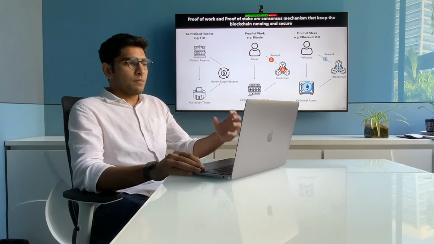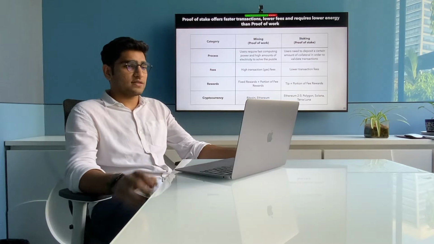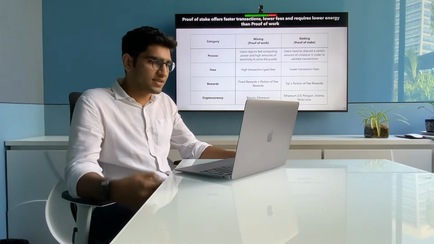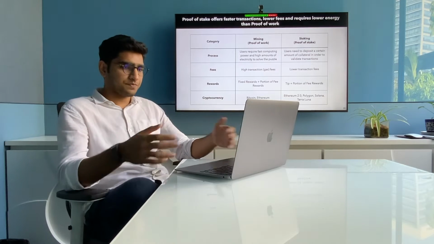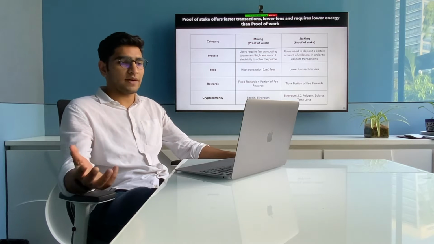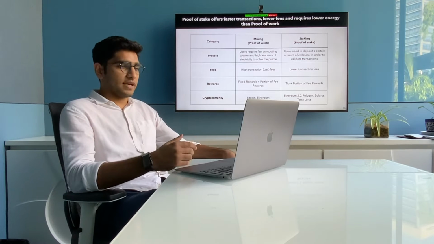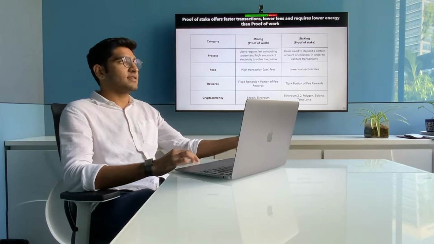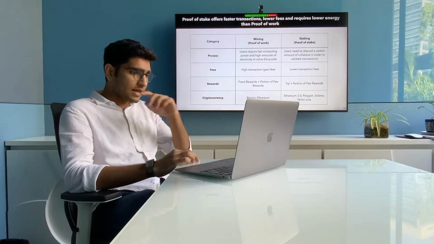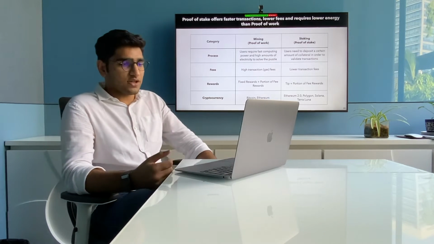The reason why we talk about proof of stake is because it's able to offer faster transactions, lower fees, and requires significantly lower energy than proof of work. As you can see on this table, the process we've explained is that users are required to use high amounts of electricity to solve puzzles versus actually just providing collateral to validate transactions, which allows the fees to be reduced in proof of stake. And in proof of work, the high transaction fees are directly a result of the electricity that it uses.